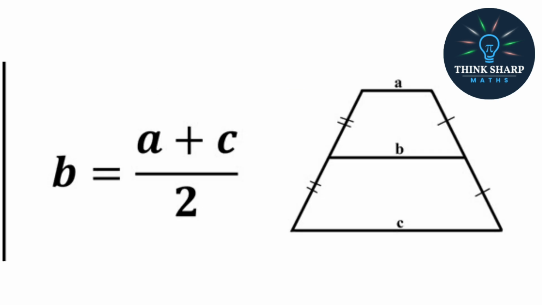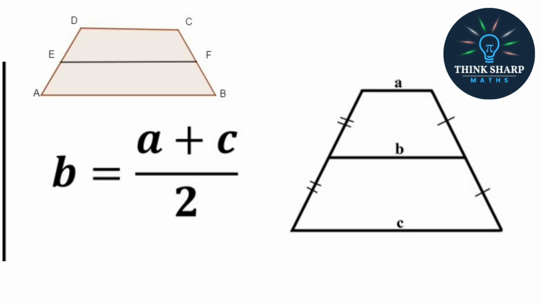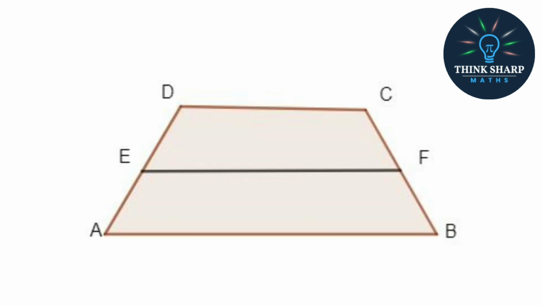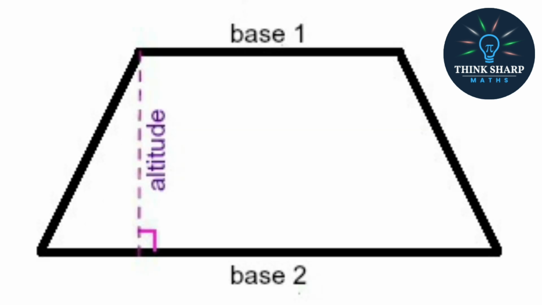Now here comes one formula. The length of the median will always be equal to half of the sum of the parallel sides, meaning AB plus CD, divided by 2, and you will get the length of the median EF. Always remember, the median will always be parallel to the bases of the trapezium. Okay, because the median is a parallel line, it will always be parallel to AB and CD.